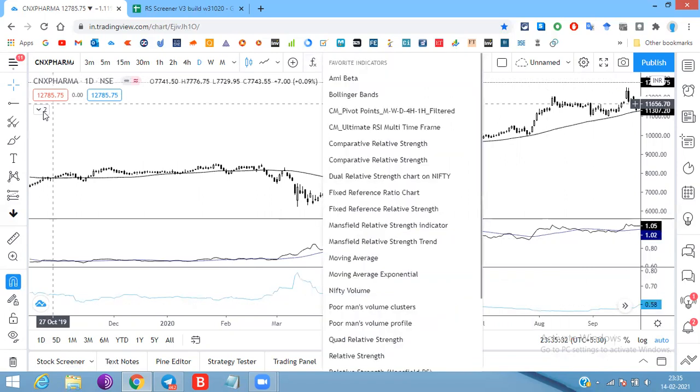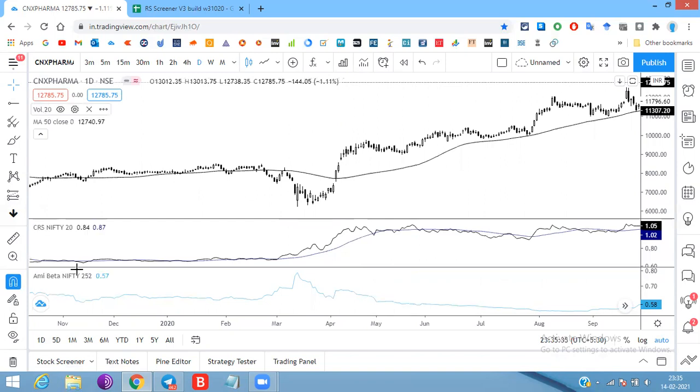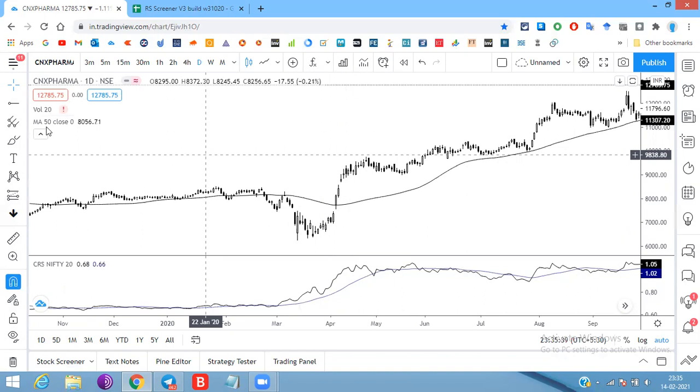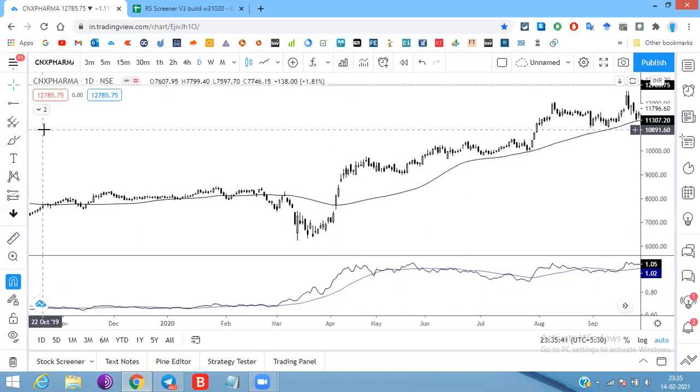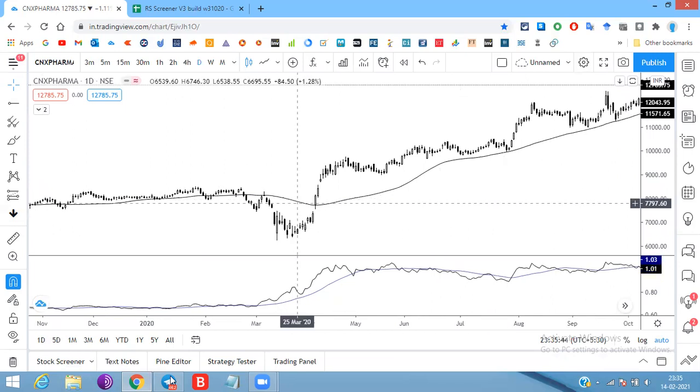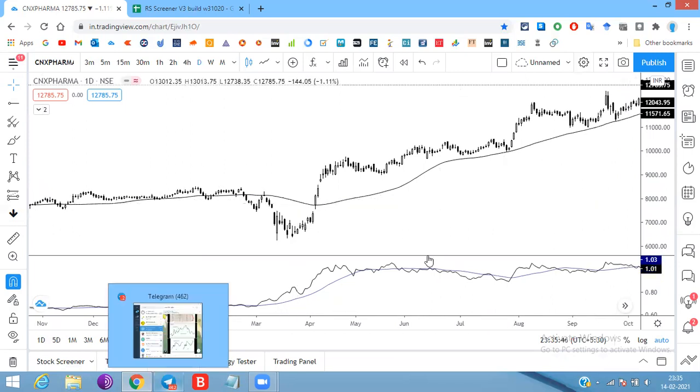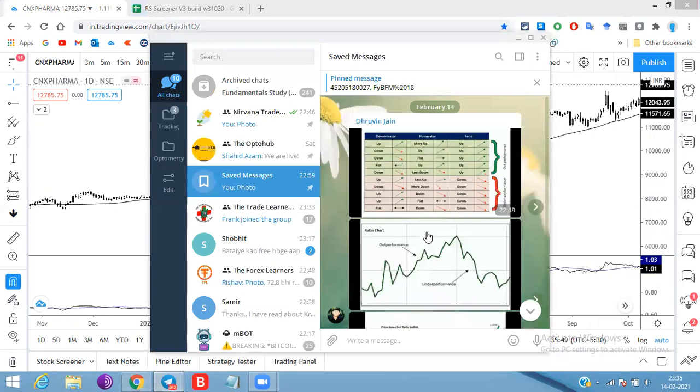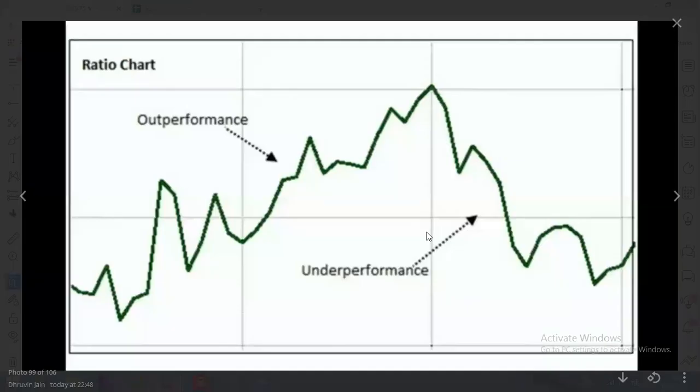Okay. So guys, don't ignore the simplicity of the markets. These are the simple things of relative strength and all. So this is how we analyze the ratio charts. In short, just to conclude, let me summarize the ratio charts. Whenever the ratio line is moving up, the stock is outperforming.